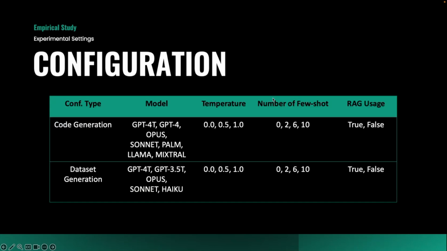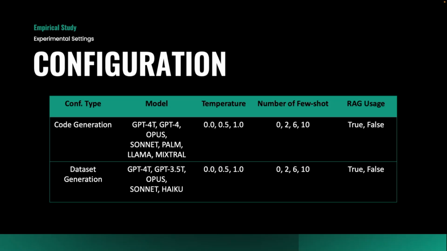In our empirical study, we use different models. Basically, we have all these models for code generation that are GPT models, Claude models, PaLM, Llama, Mixtral, and you see that some of them are not in both generation and data generation because they do not work so well in both tasks. So some of them are just discarded.